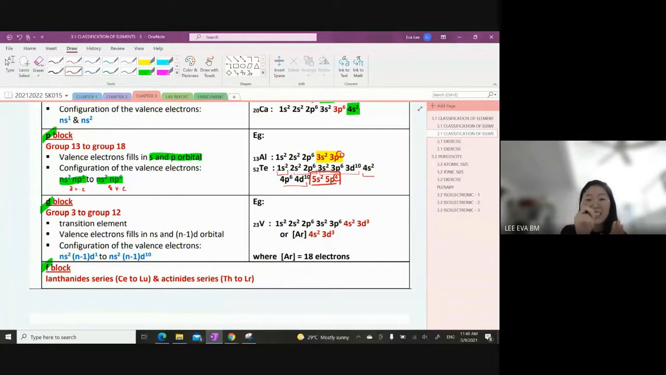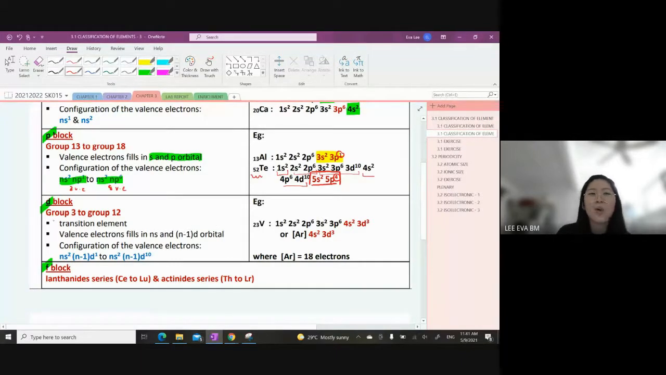Unless sekarang d orbital belum penuh, so kita susun ikut orbital. Tapi dekat sini sudah penuh kan, so kita rearrange balik untuk nampak kan dia punya valence electronic configuration. Okay, but this one is slightly complicated because it involves a lot of electrons.